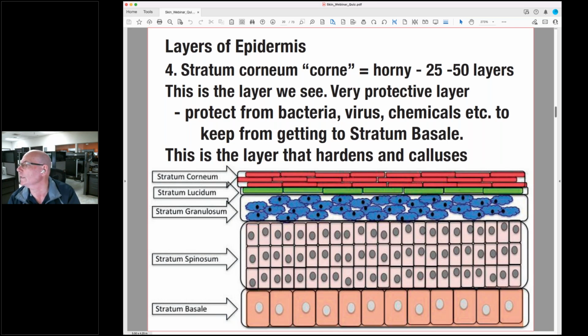Joanna, this is, yes, 4 or 5, depending. It's 4 because I didn't really count lucidum. It would be 5 if it was the palms of the hands or soles of the feet. Otherwise, it's 4. Okay, I didn't really count lucidum.